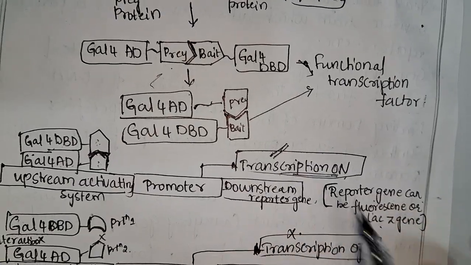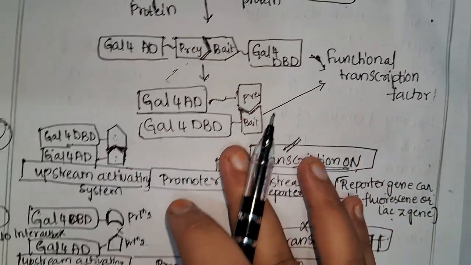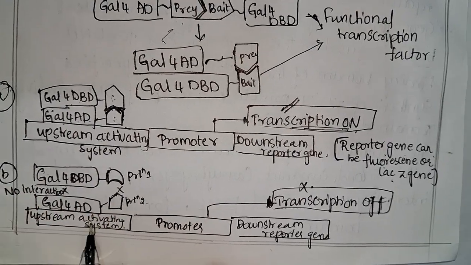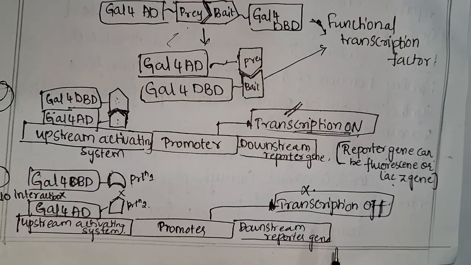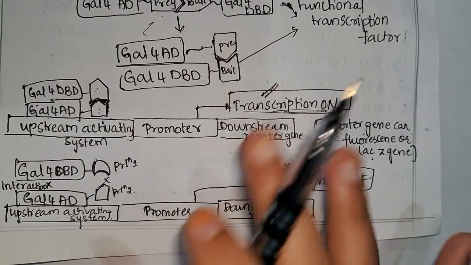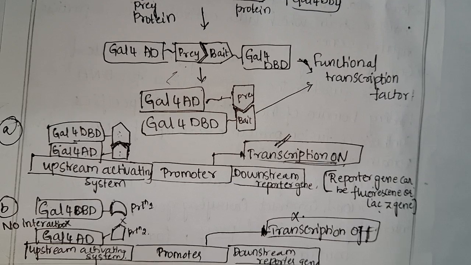So when the transcription turns on, transcription will go on. Now if the proteins don't bind with each other and no interaction takes place, then what happens? Transcription will turn off. So this is the whole process of the yeast two hybrid assay.